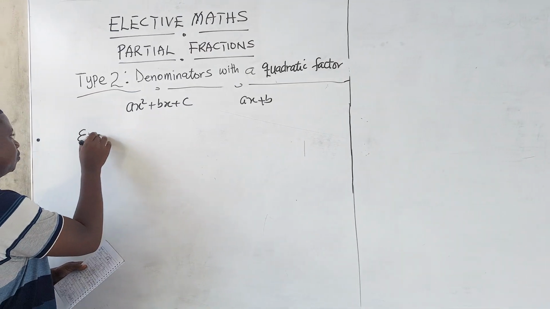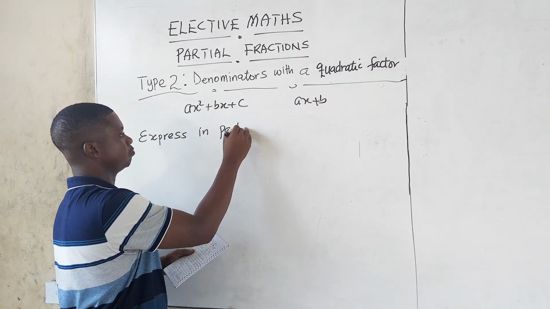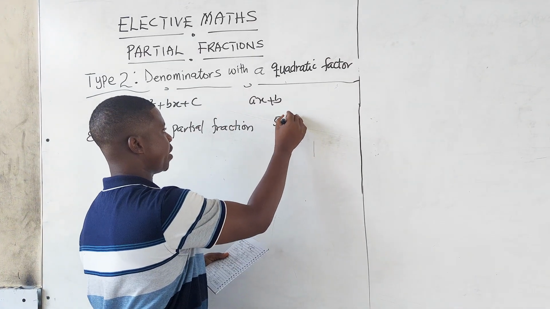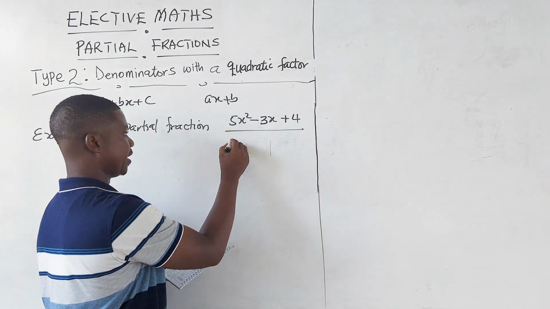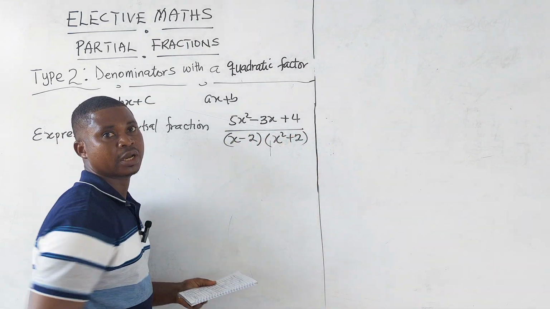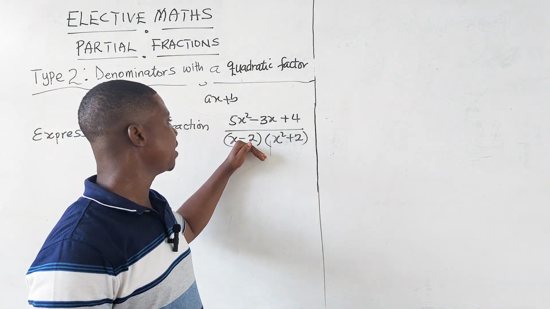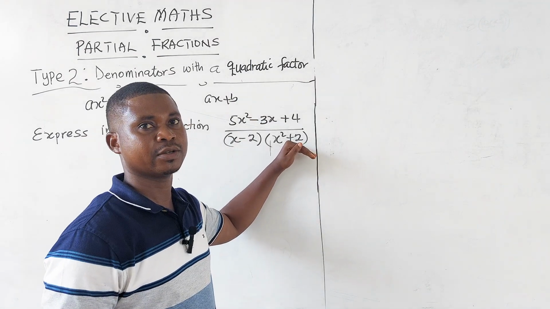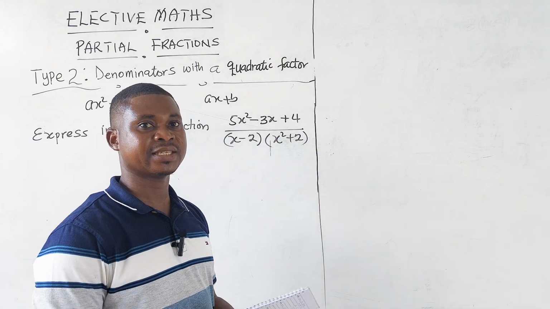Express in partial fraction 5x squared minus 3x plus 4 all over x minus 2 times x squared plus 2. This is our question. So the first denominator is linear and the second denominator is quadratic, which cannot be factorized to get any linear. This one, when you factorize, is not possible. So it means the denominator is quadratic.